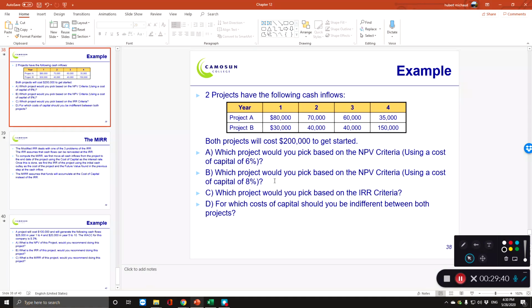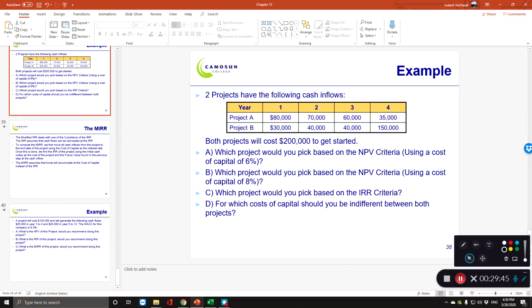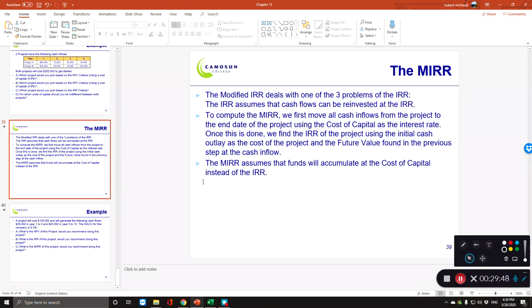This is just a general and quicker question, an example, so I'll just do it now. But before doing that, I just want to talk about the MIRR, the modified IRR. It basically deals with one of the three problems of the IRR. The second problem in my list of problems with the IRR is that the IRR assumes that we can reinvest our cash flows at the same rate as the IRR, and that's not really true or possible in the real world usually, especially if the IRR is really high.